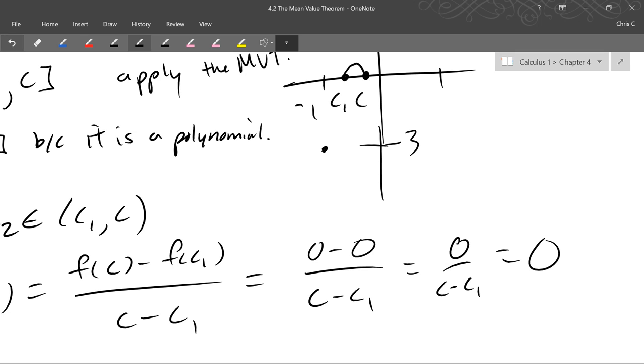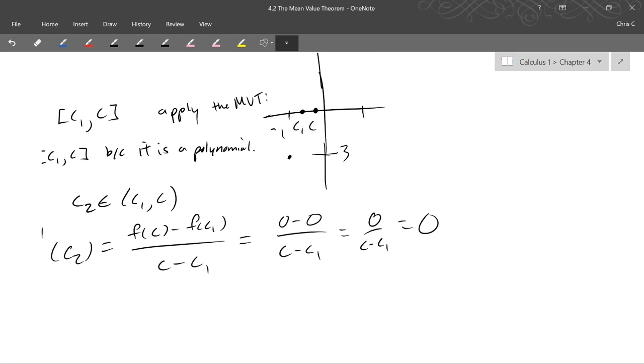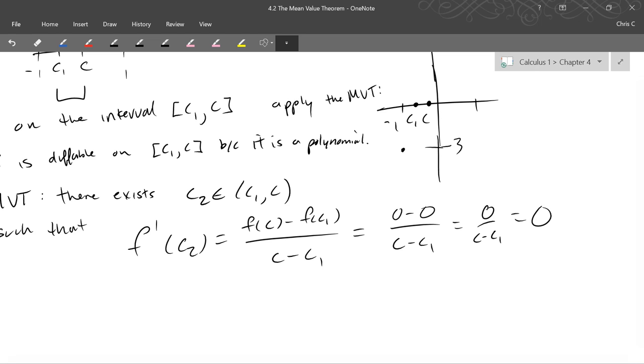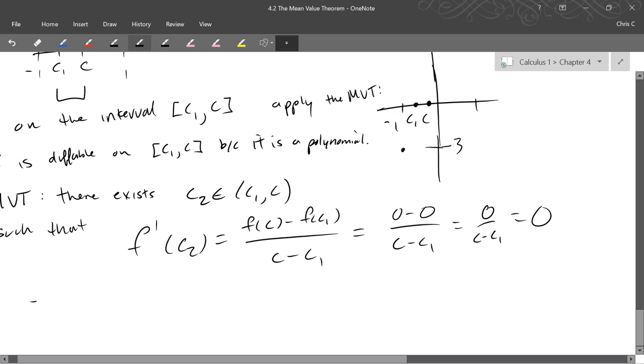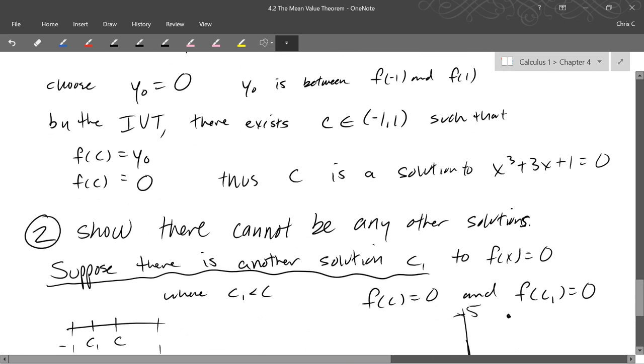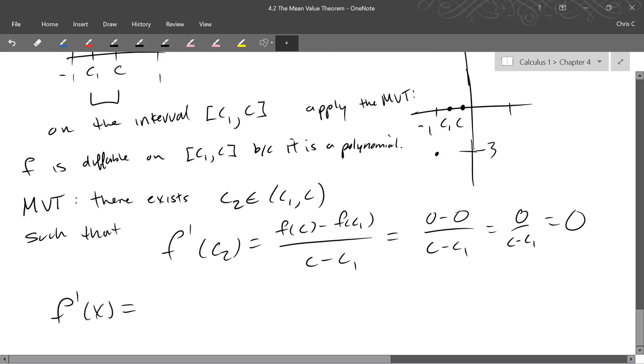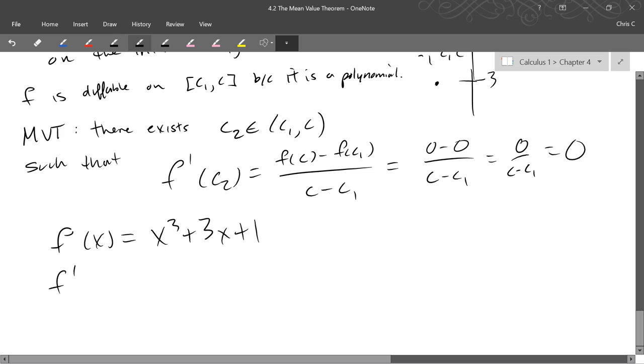So we haven't contradicted anything yet. We also haven't taken a derivative. So when in doubt, in Calc 1, take a derivative. Let's take a derivative of f. Let me rewrite f before I write f prime: x cubed plus 3x plus 1. And now we will find f prime.